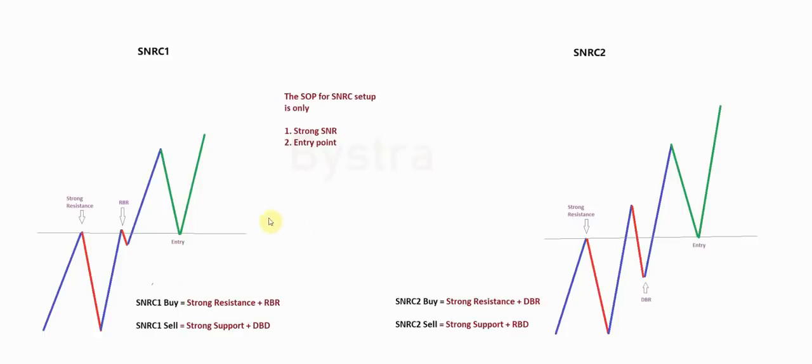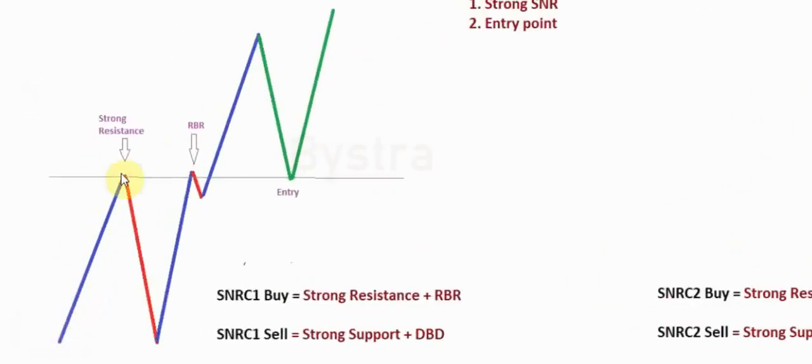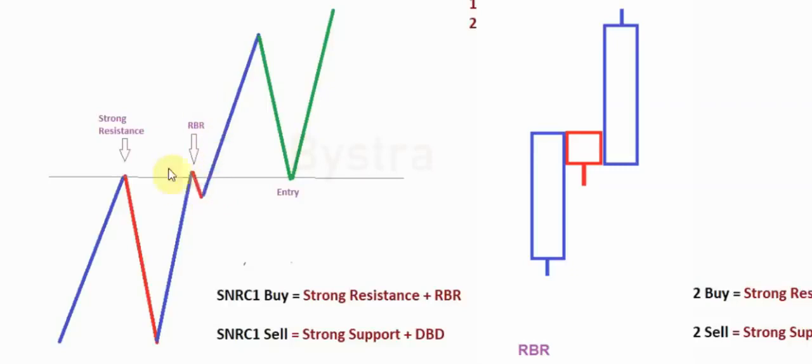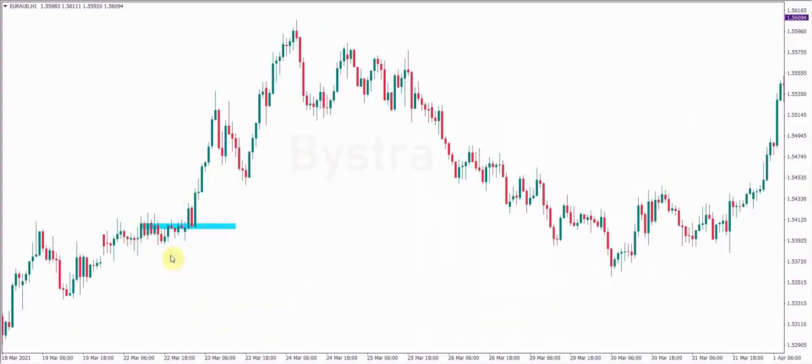This is the example of the SNRC1 setup, from SNR and entry point. So now let's take a look. The condition to enter the SNRC1 setup is that it must have a strong resistance and a rally-base-rally. The rally-base-rally is the entry point, and the strong SNR is the strong resistance here. Look here. We have resistance and we have rally-base-rally. It looks perfect, but as you can see here, this is not a strong resistance.